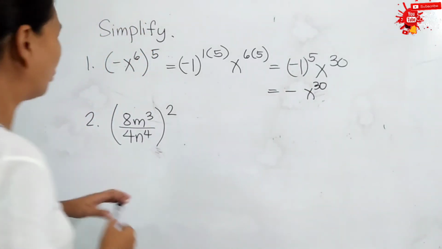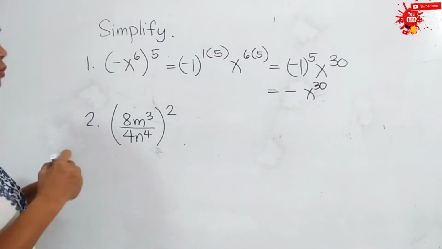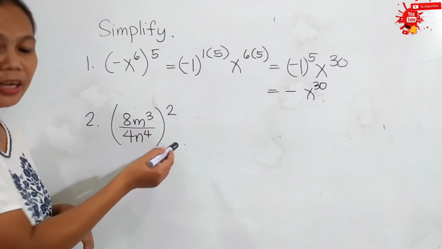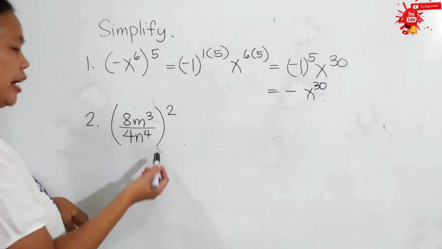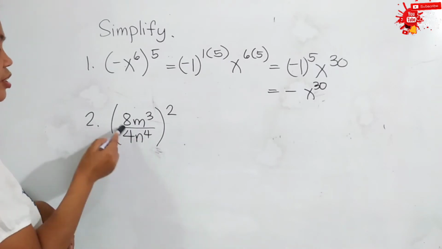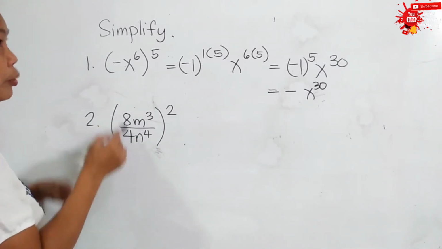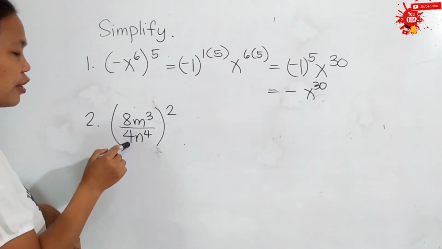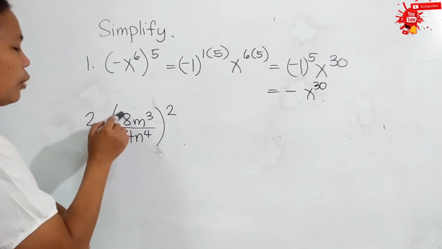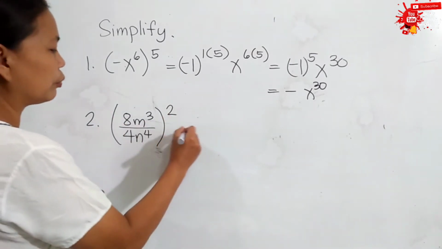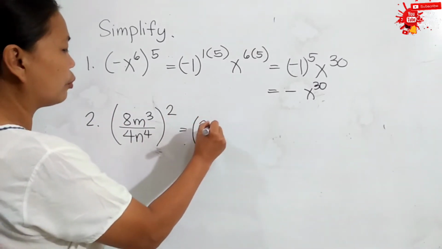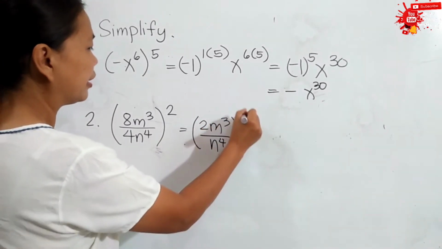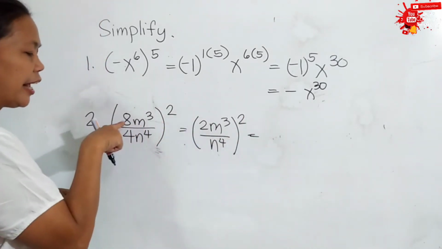Okay? So we have here example number 2. Here, we will use the power of a power and then the power of a quotient. But before we use that, let us see to it that we can already simplify the numerical coefficient. We have here 8 over 4. We can simplify it. What is 8 over 4? It is equal to 2. So we have here 2m cubed over n to the 4th, quantity raised to 2. So we just simplify 8 over 4.